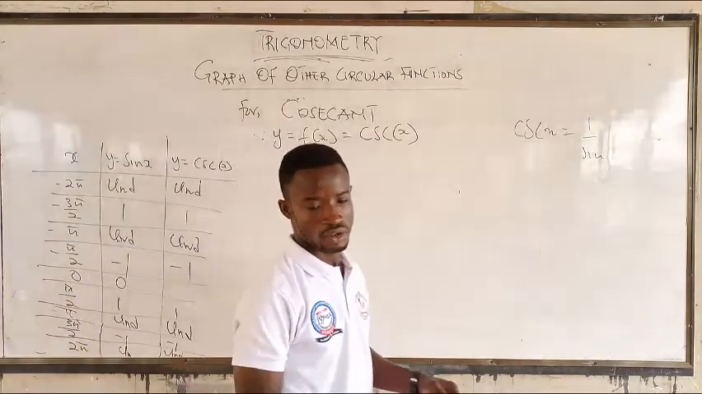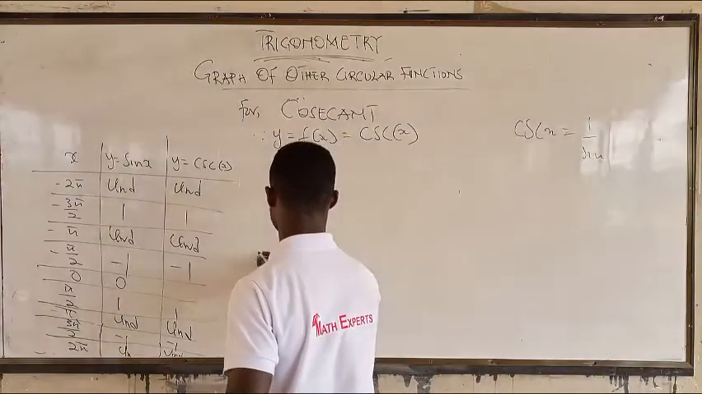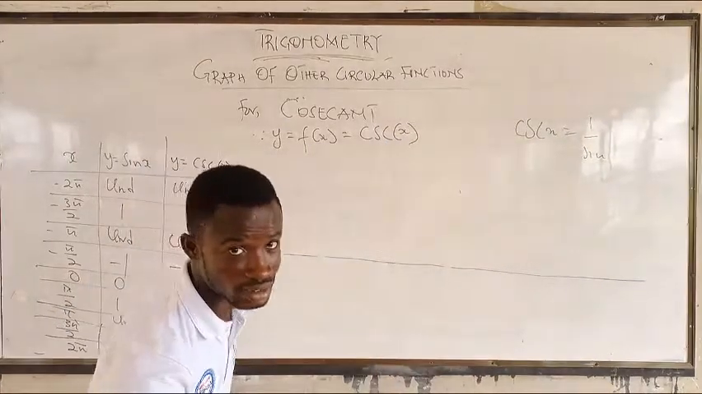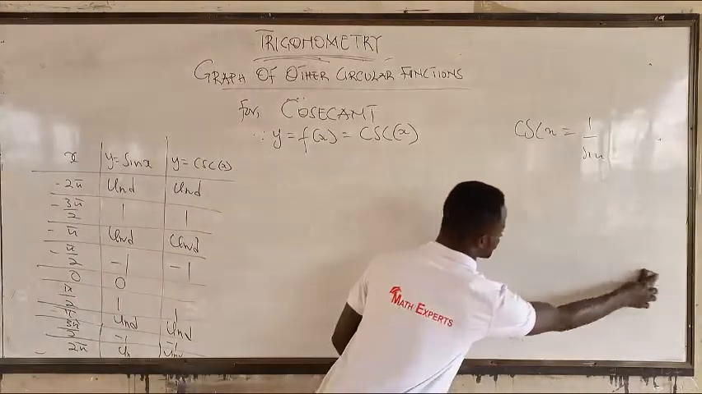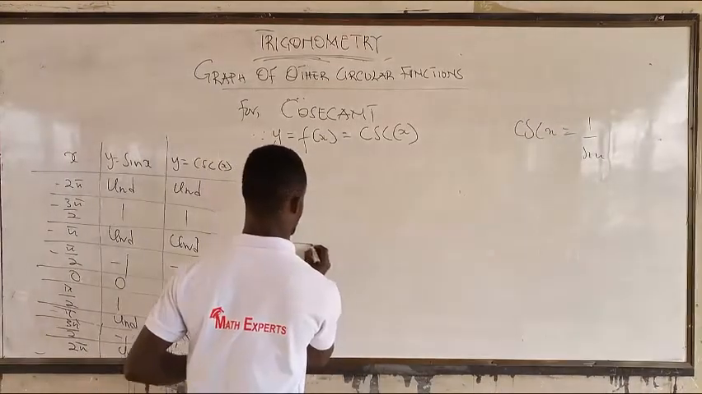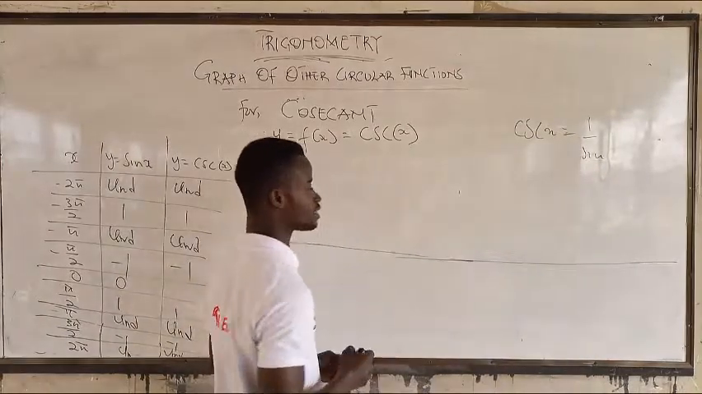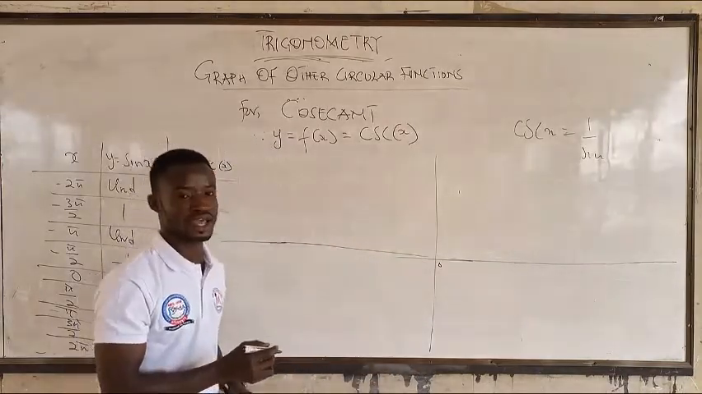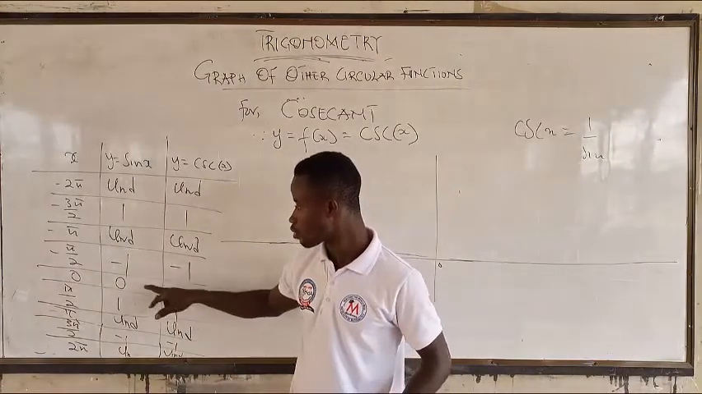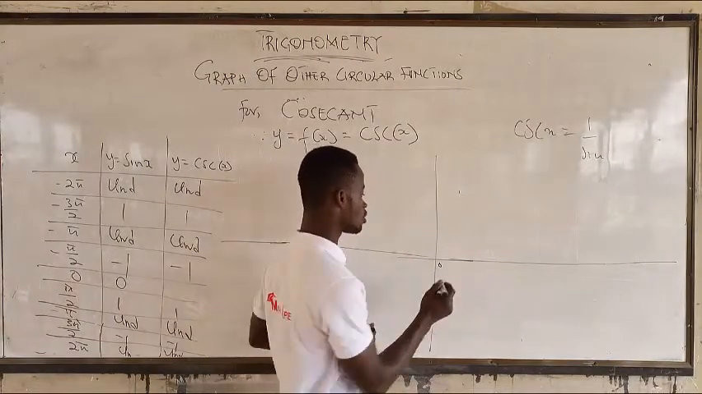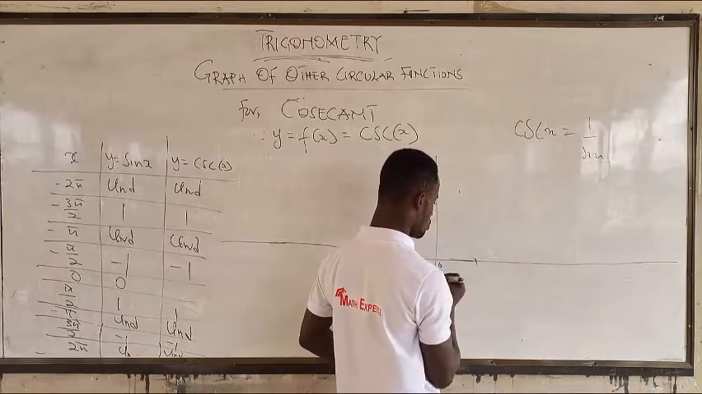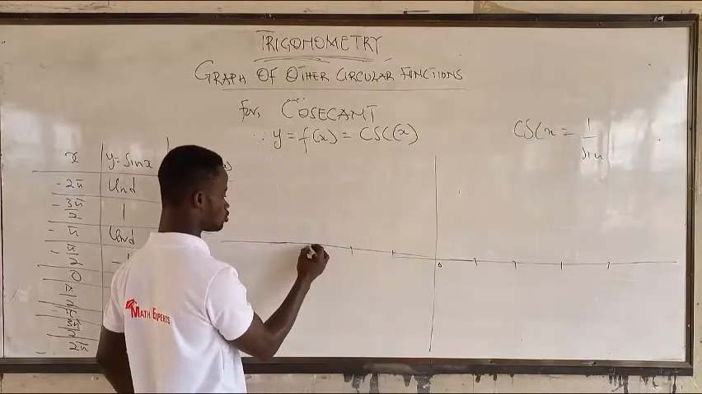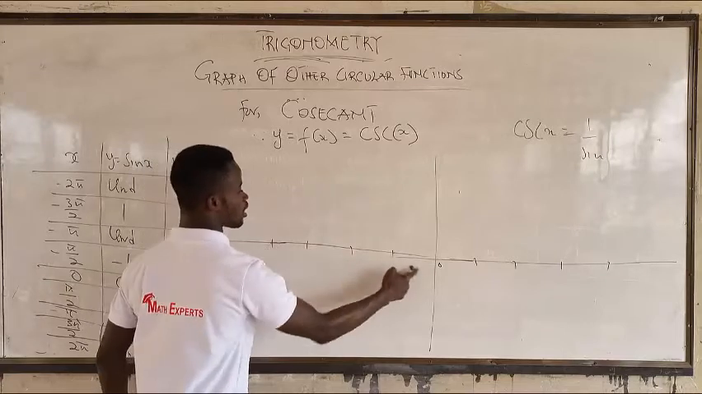Alright, since we have our table, we now move to the graph. Draw it nicely. So this is going to be the origin. Then we are going to have how many divisions? 1, 2, 3, 4, 5. 1, 2, 3, 4, 5. 1, 2, 3, 4. 1, 2, 3, 4, 5.